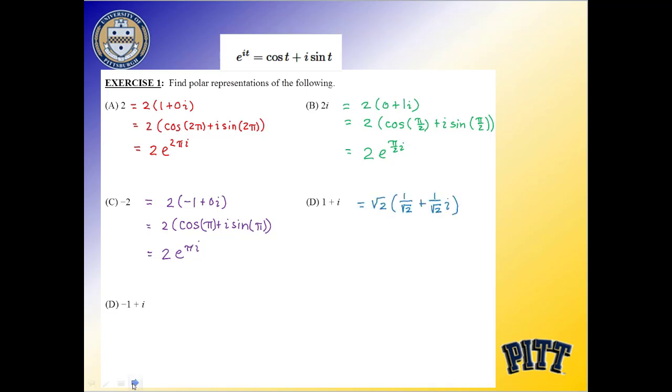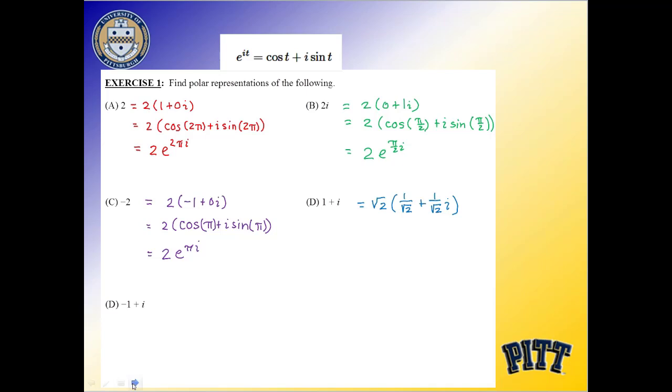I don't show the calculation, but I would use the Pythagorean Theorem on the a and b values, both of which are 1, so I get the square root of 2, which I do factor out. If I factor that out, I get the square root of 2 times 1 over the square root of 2 plus 1 over the square root of 2 i.